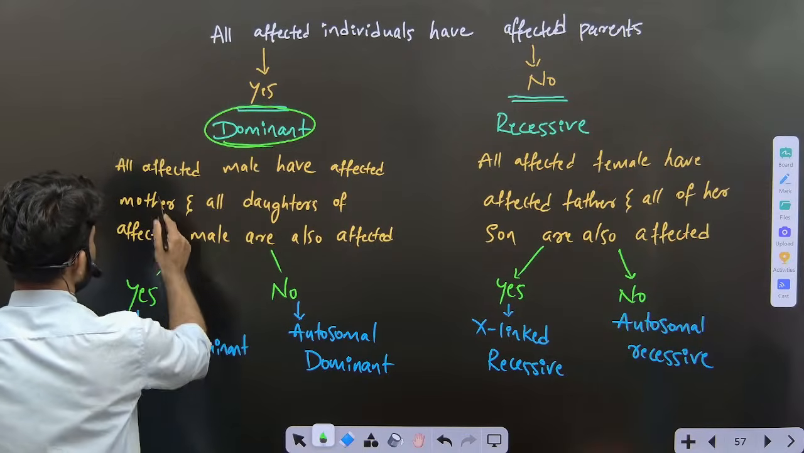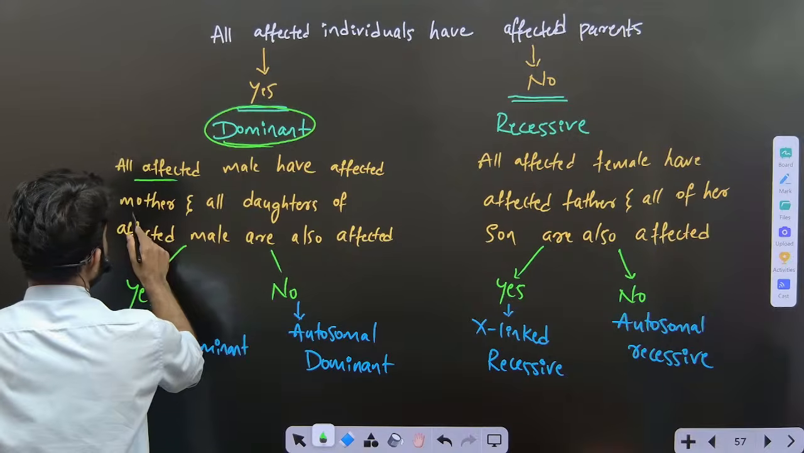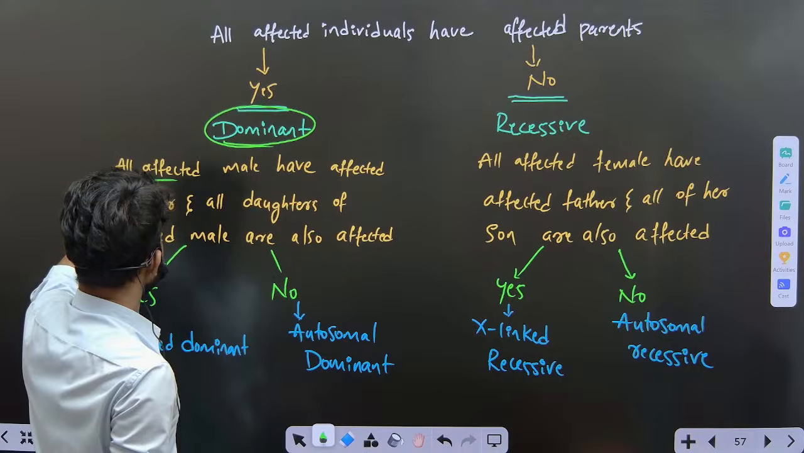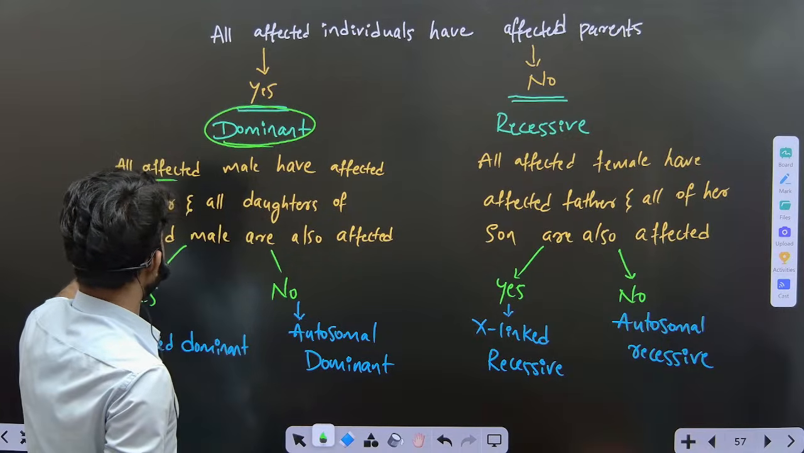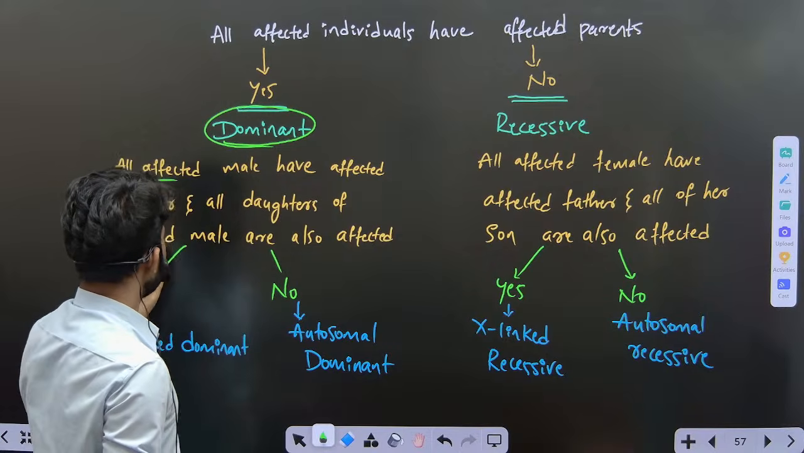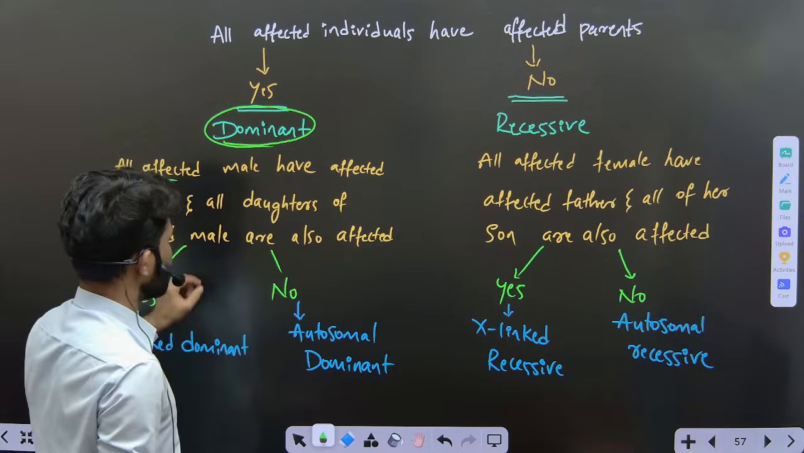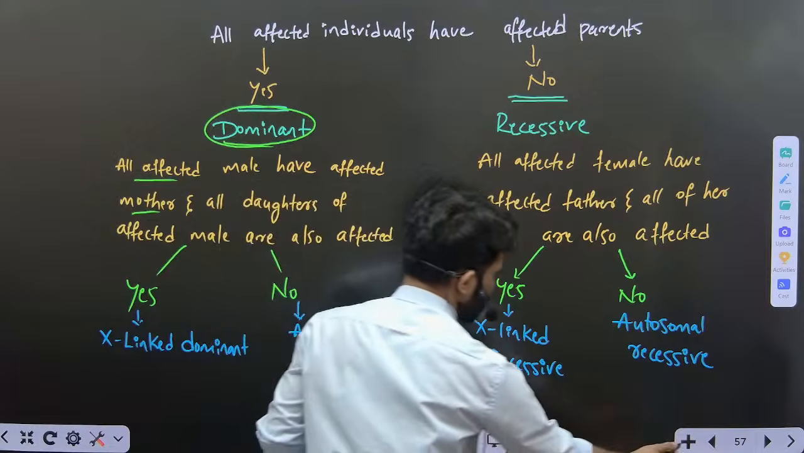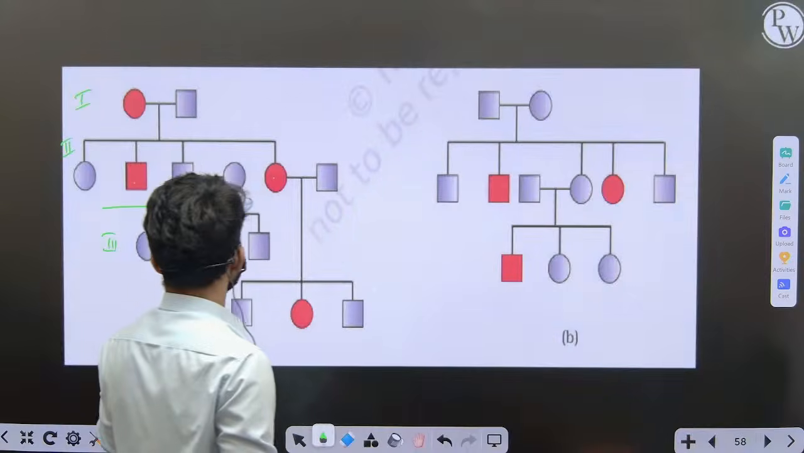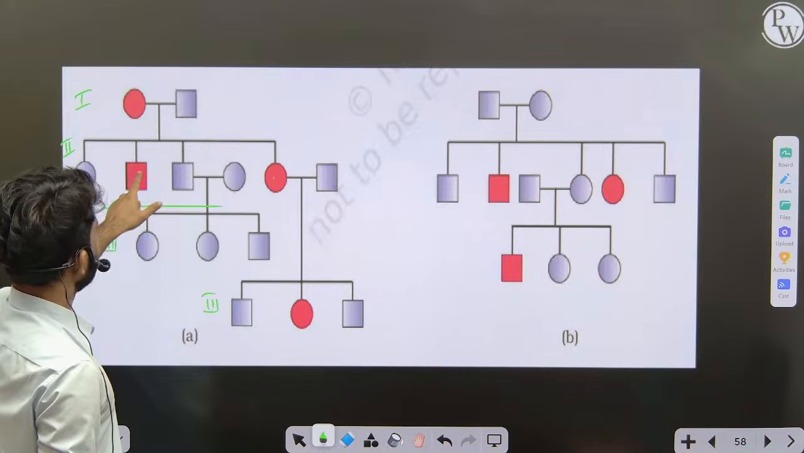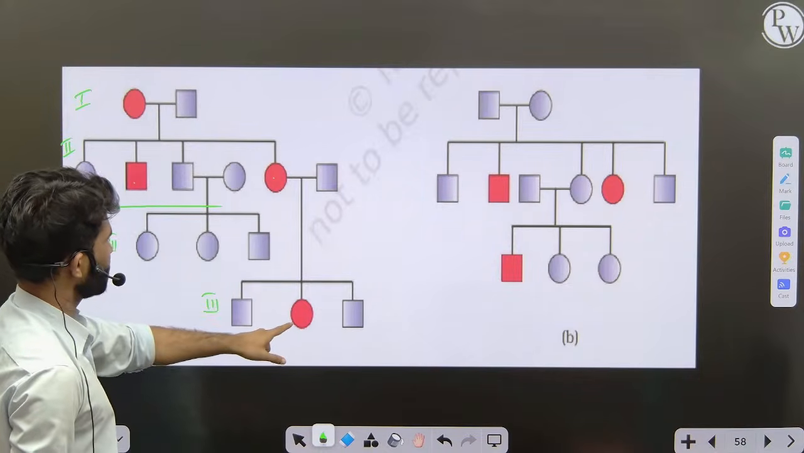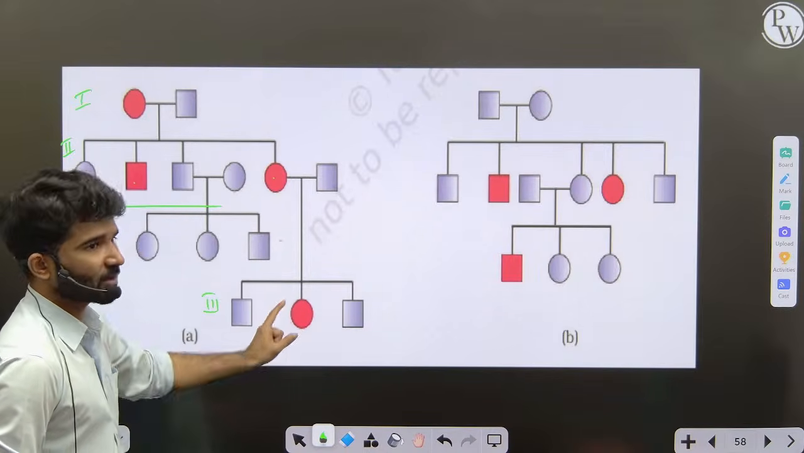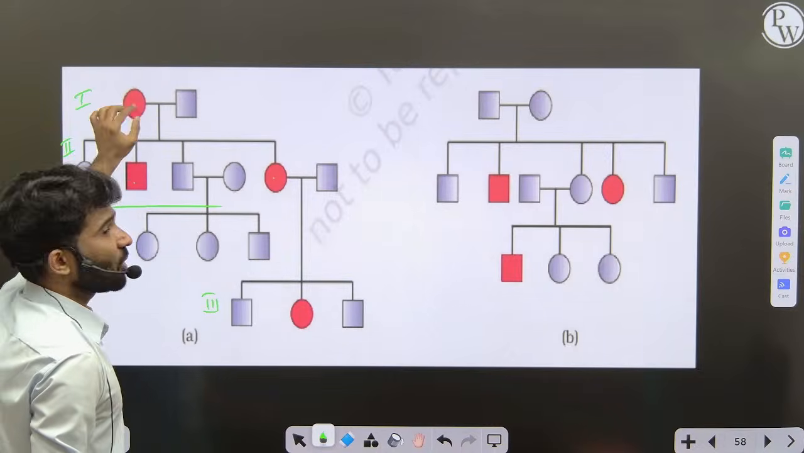Next, what do you have to consider? All affected males have affected mothers, and all the daughters of affected males are also affected. So we will break it down. First, we have to see whether all affected males have affected mothers. Here it is an affected female, but these are affected males. Affected males do not have an affected mother.